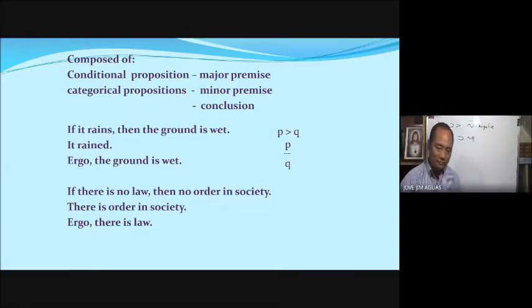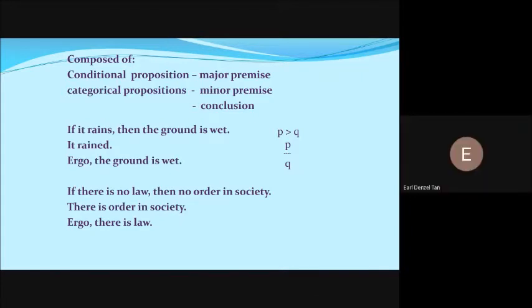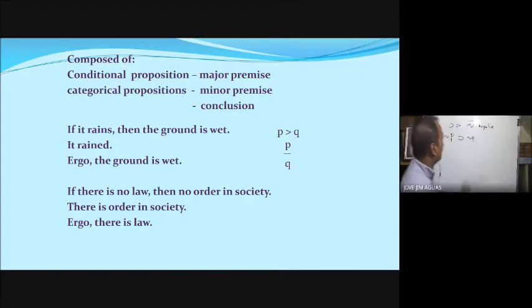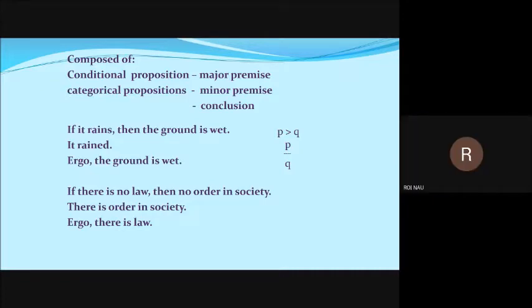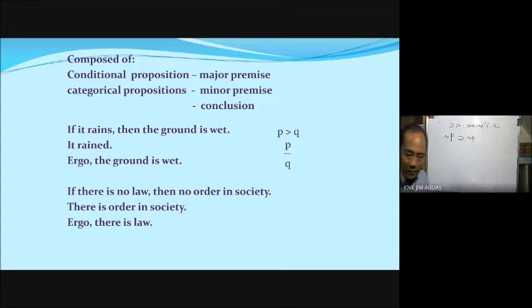Do you follow, class? Sir, question. Yes. What is the definition of the horseshoe? The horseshoe means if-then. So the horseshoe here is if-then. That's the symbol of conditional. So here, this means conditional.